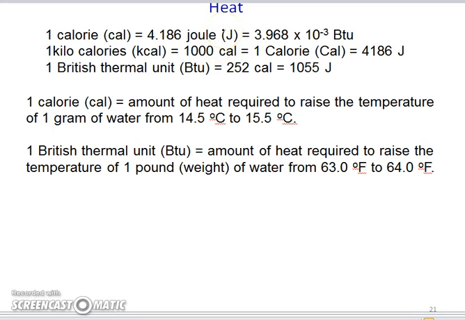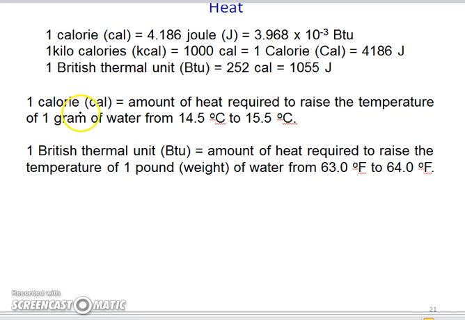The joule is the SI unit of energy, we saw that, and heat is energy that is transferred. So heat is a form of energy. And the British thermal unit is not an SI unit. 1 British thermal unit is equal to 252 small calories, or 1055 joules.